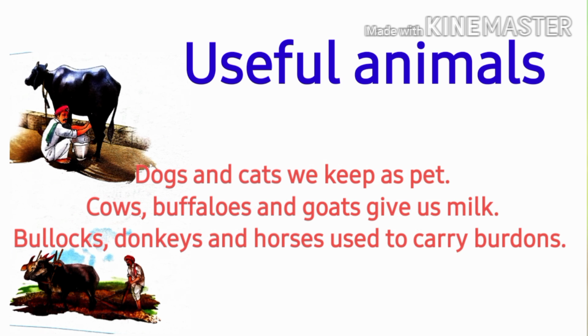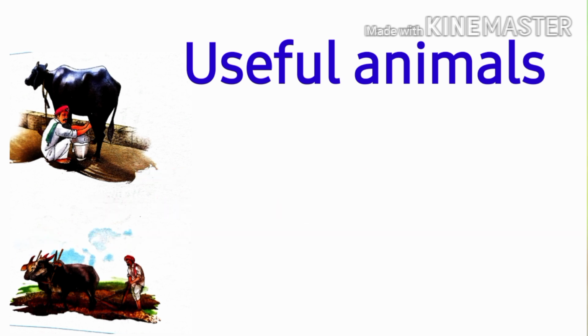Here are some useful animals. Dogs and cats we keep as pets. Cows, buffaloes and goats give us milk. Bullocks, donkeys and horses are used to carry burdens. We look after these animals. We feed them. We take care of them.